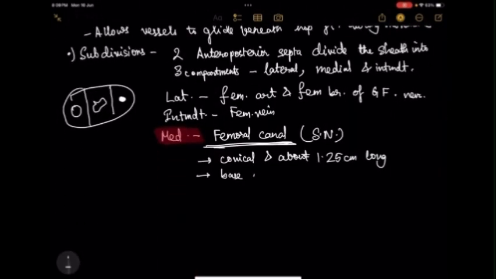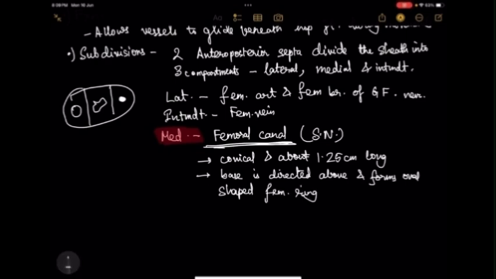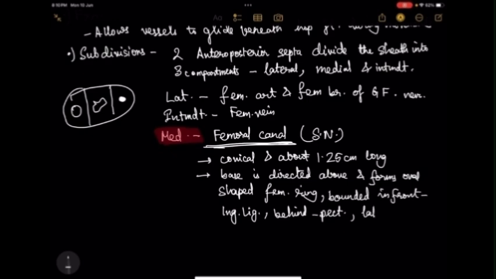So the base is directed above and forms the oval-shaped femoral ring. This is like going into the detail, and then into the detail of the detail. Bounded in front by the inguinal ligament, behind by the pectineus muscle, laterally by the femoral vein, and medially by the base of the lacunar ligament. I know the information is repeating, but we have to write it down.